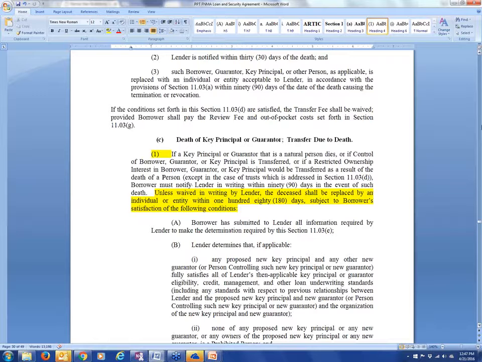Let me scroll down here. All right, this has to do with a death. Unless waived in writing, shall replace. Okay, if somebody dies, if one of the guarantors dies, one of the key principals dies, you have 180 days to find a new one.